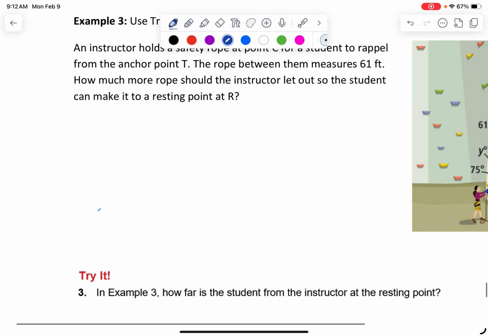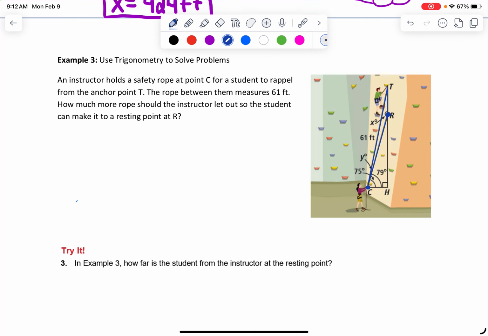Let's just draw a rough sketch. So you're going to be like here, this is 61 here, and we have here. So this would be C, this is R, and this is T.